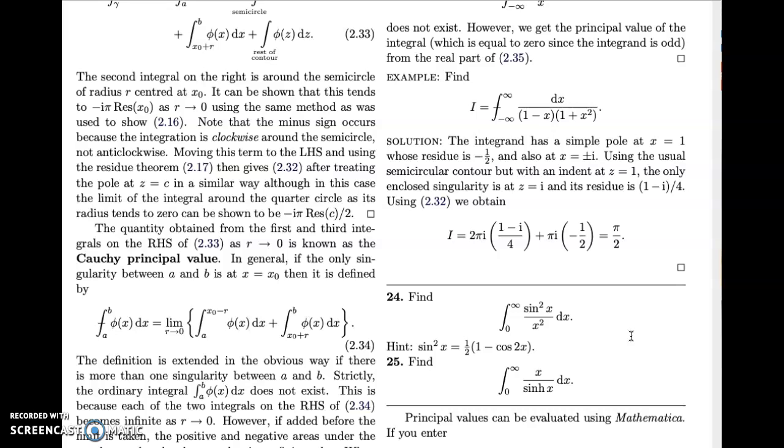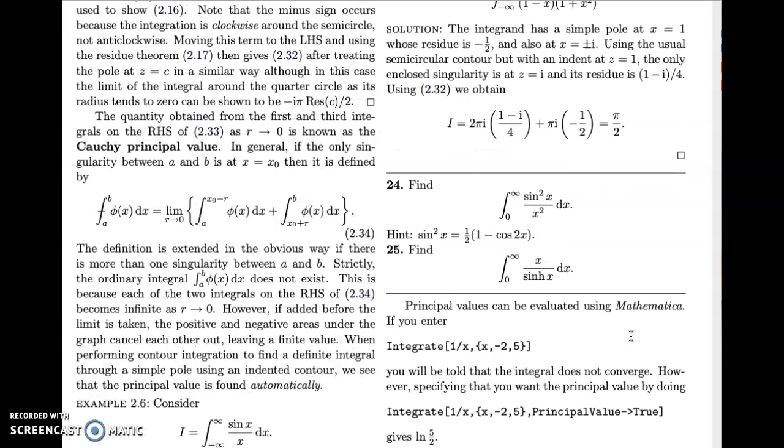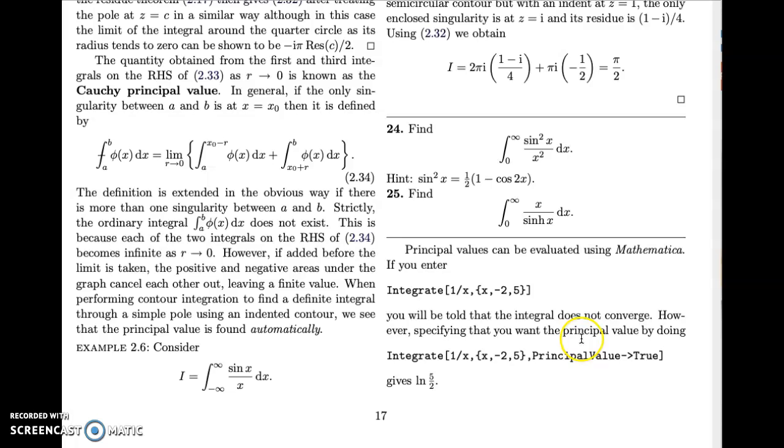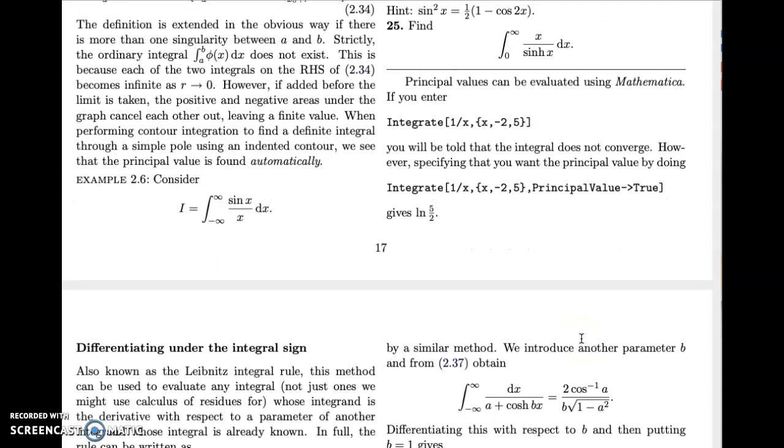Okay, so you can now do 24 and 25. The next section just talks about how to get principal values with Mathematica, and we're done.